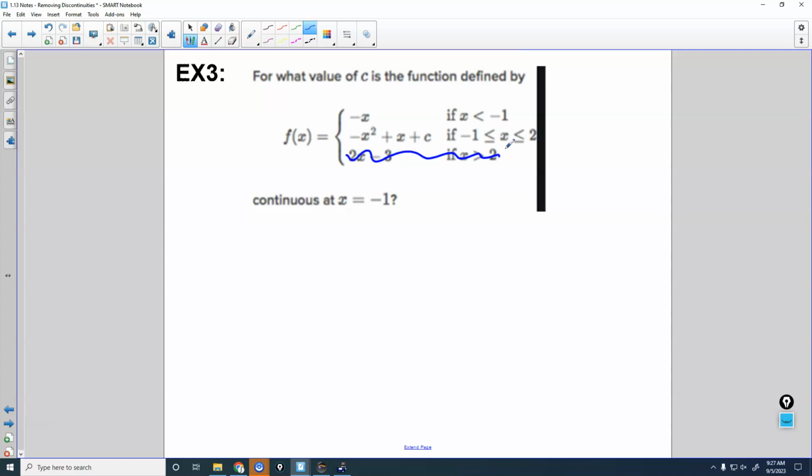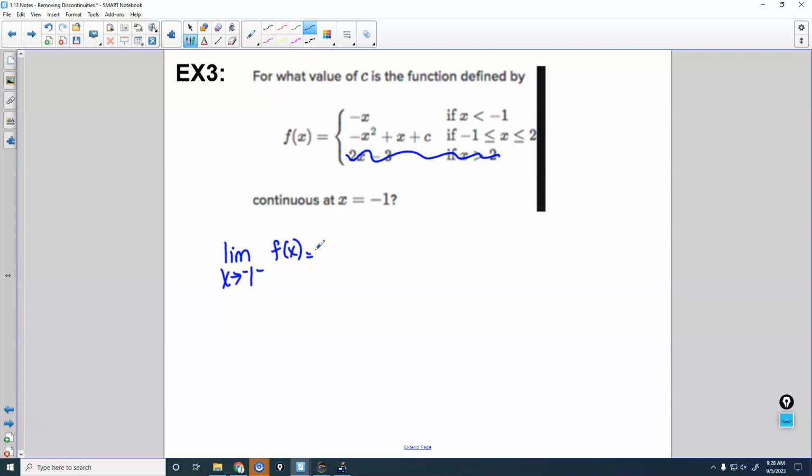Now, this is different than the first 2 that we did, because this time it's not like a function that we use everywhere except for this one piece. This time, we're looking at the limit from the left and the limit from the right. And for this to be continuous, those two things have to equal each other, right? So, on these, I would suggest doing the limit as x approaches negative 1 from the left, and I would say f of x first.